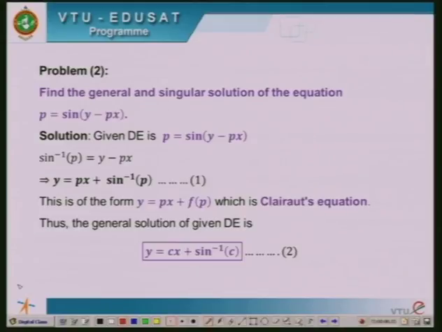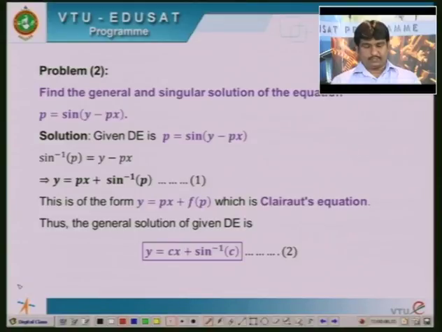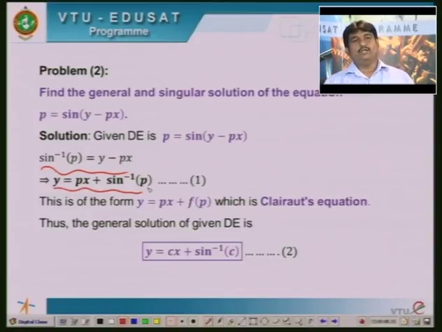Given differential equation is p equals sin(y − px), which implies sin⁻¹(p) = y − px. So shift sin⁻¹(p) and px to the other sides and arrive at this result, which is y = px + sin⁻¹(p). Again it is in standard form, where f(p) is sin⁻¹(p). Therefore the general solution of this differential equation is y = Cx + sin⁻¹(C).